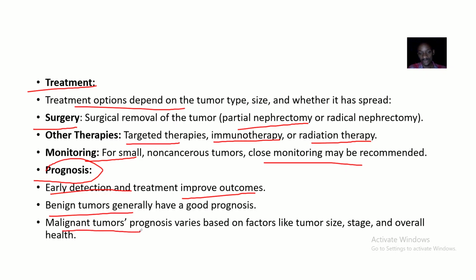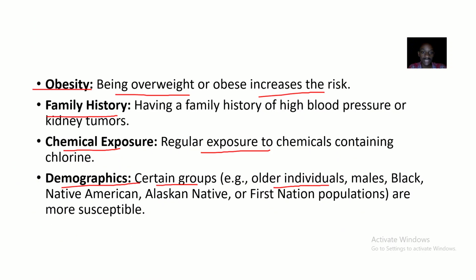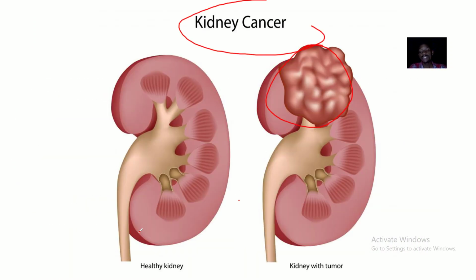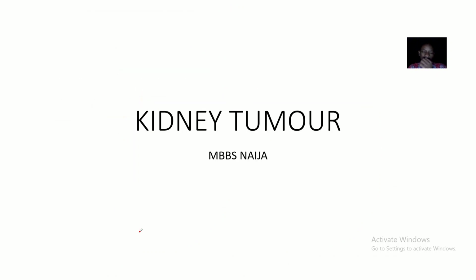For malignant tumors, prognosis varies based on factors like the tumor size and basically the stage of the tumor. Have you had this tumor for a long time and you have neglected it? Then definitely you need a more advanced way to deal with it. The longer you leave it, the harder the chances of actually getting it solved.